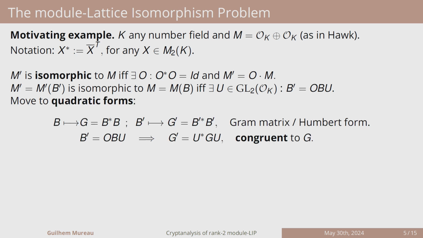But instead we prefer to move to quadratic forms. To a basis B, we associate its Gram matrix. So to B, we get B star B, and B prime star times B prime.